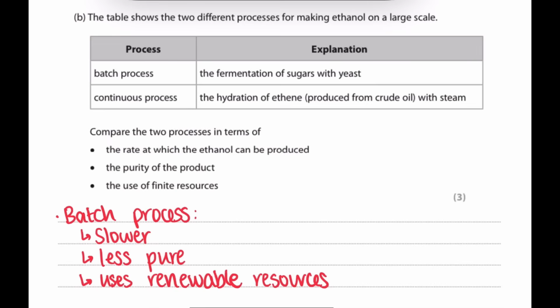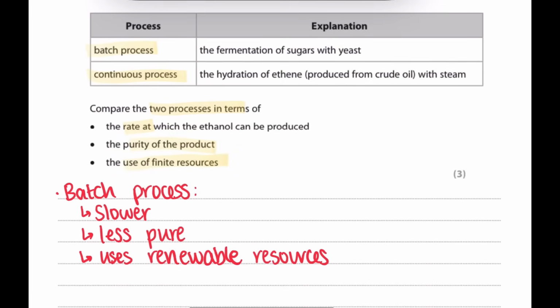The table shows 2 different processes for making ethanol on a large scale. We have the batch process, and this is the fermentation of sugar with yeast, which is what we just went through. We also have the continuous process, which is the hydration of ethene, produced from crude oil, with steam. Compare the 2 processes in terms of the rate at which ethanol can be produced, the purity of the product, and the use of finite resources. So we just go through every single one since it's only 3 marks.